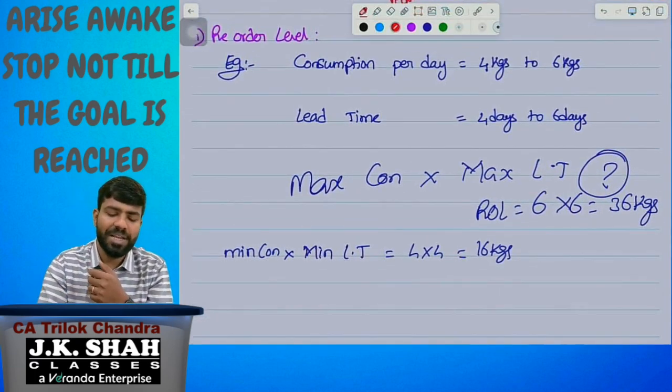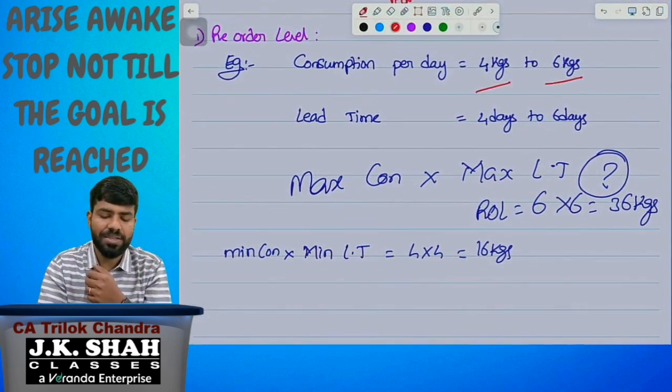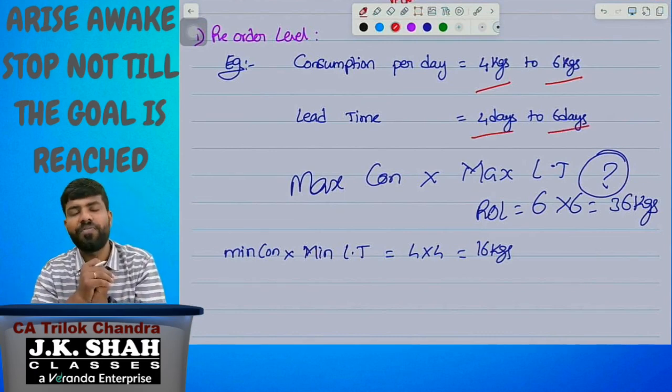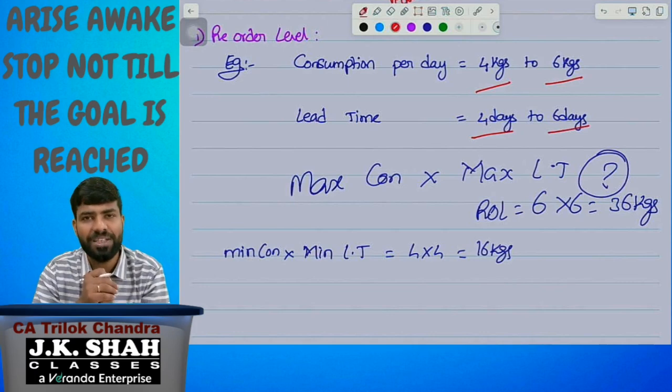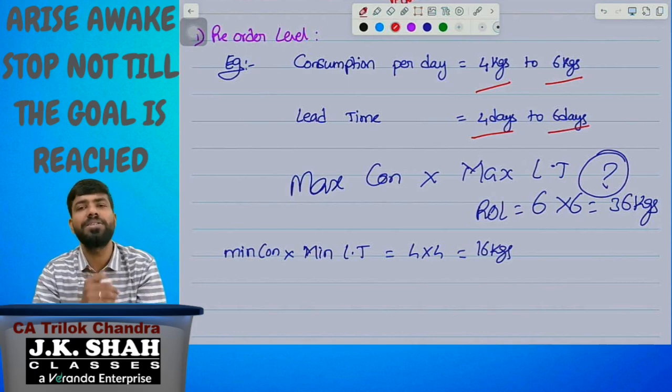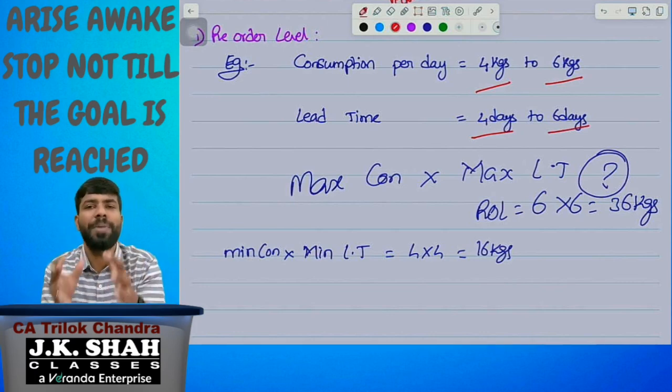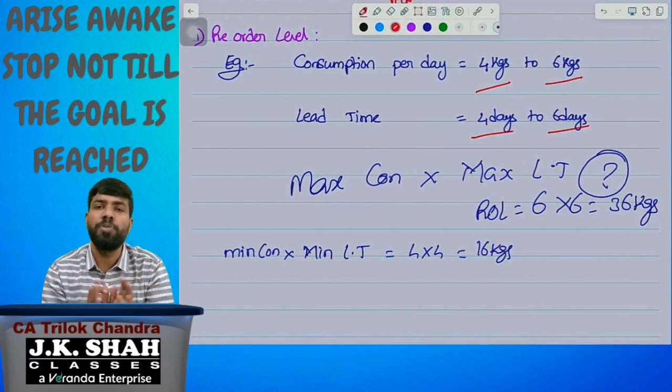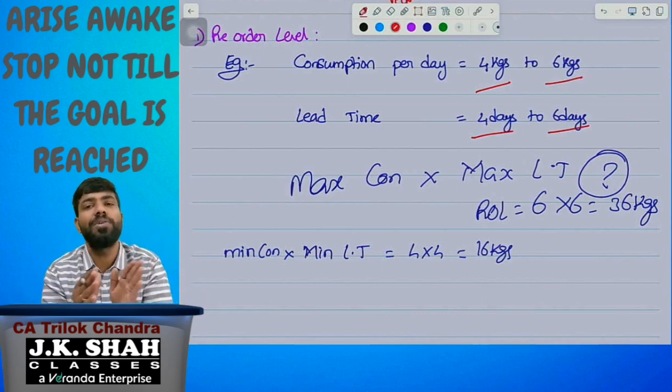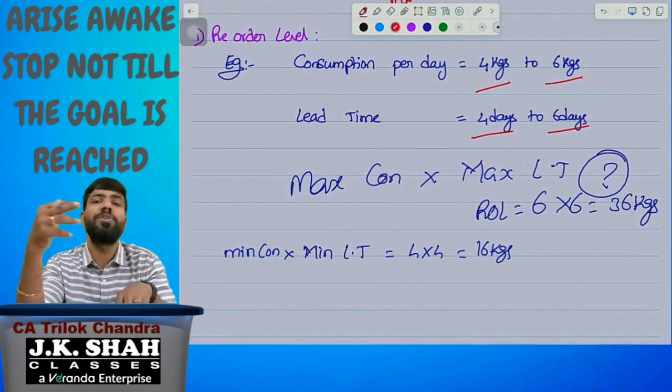So I took the example: consumption per day 4 kgs to 6 kgs, lead time or reorder period 4 days to 6 days. The formula is maximum consumption into maximum lead time. Now the very big question is why we need to take maximum consumption into maximum lead time? Why not minimum consumption into minimum lead time? Why not average consumption into average lead time?